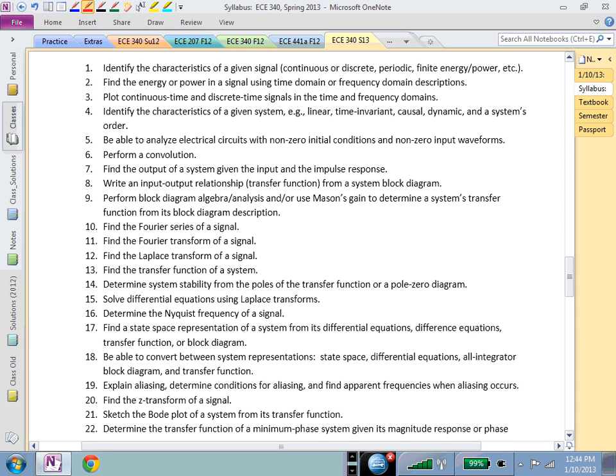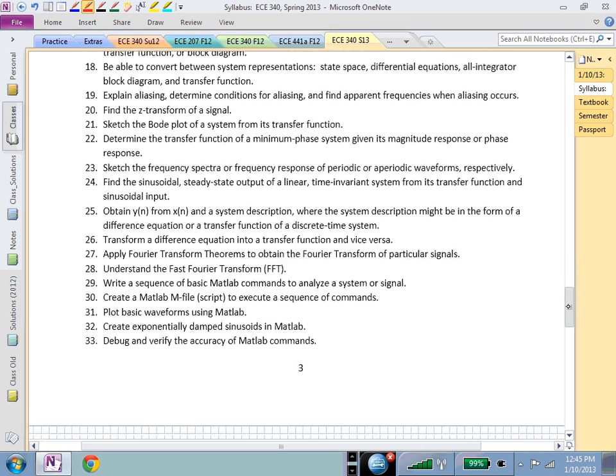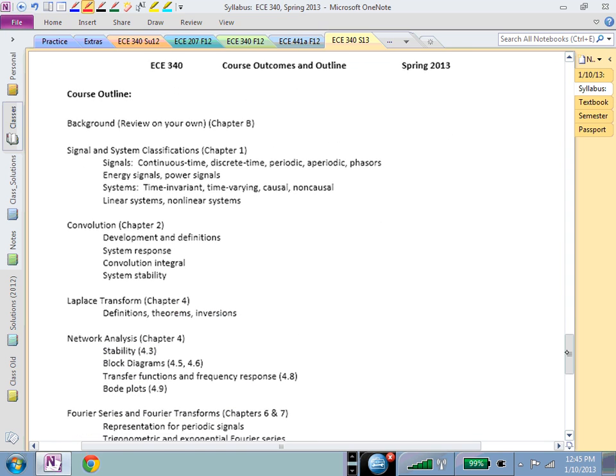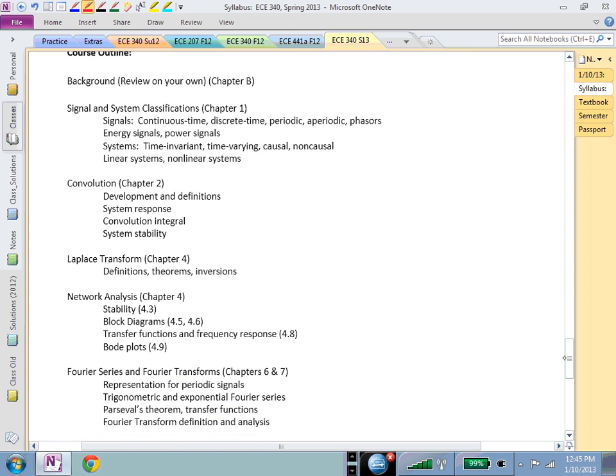Maybe every week, just scan it again and say, do I now feel a little bit more comfortable with finding the Fourier transform of a signal? Some of these you should already know. Maybe not. But I kept it to 33. I wanted it to just fit on one page. This is now essentially how we are working our way through the textbook. This is the topical outline.